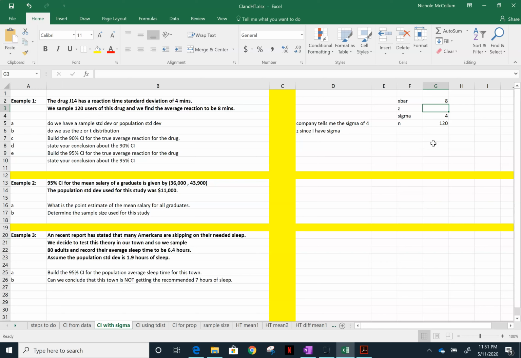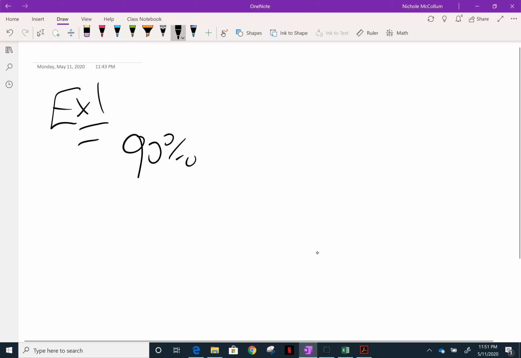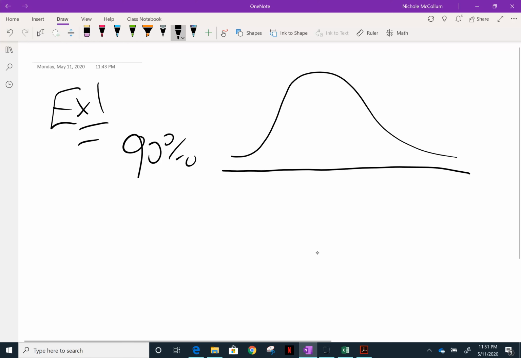How does one find the Z value? Well, it's all based on the confidence level. You see, when you're building a 90% confidence interval, so let's go to a picture for example 1. So for example 1, we want a 90% confidence interval. So what that means is when I build my normal picture, I want 90% inside. This is the Z we're talking about. The Z value, which bounds the middle 90%.